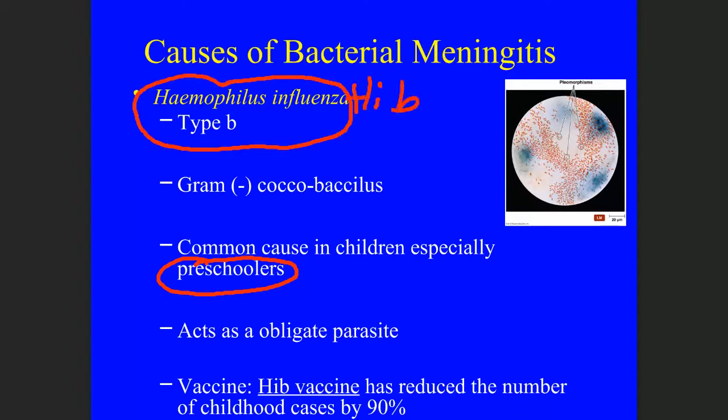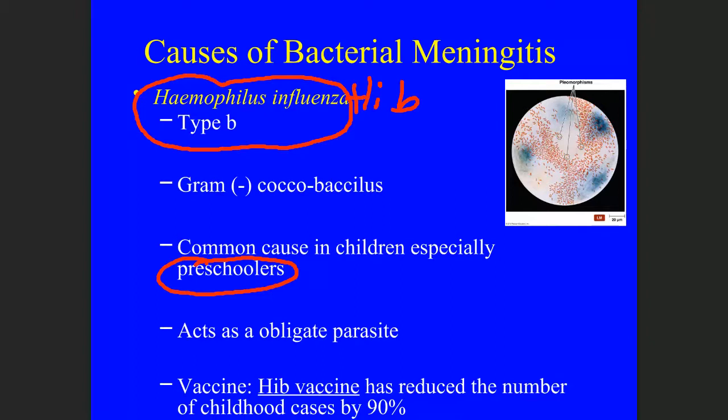Now, this bacteria can also be easily spread from saliva. Initially, it can cause an infection in the throat, and then from the throat, it moves into the blood, and the blood carries it to the meninges. So again, same sort of pattern of pathogenesis.